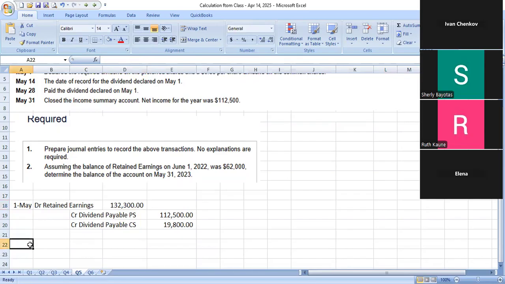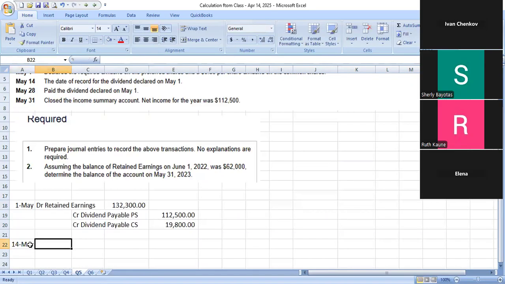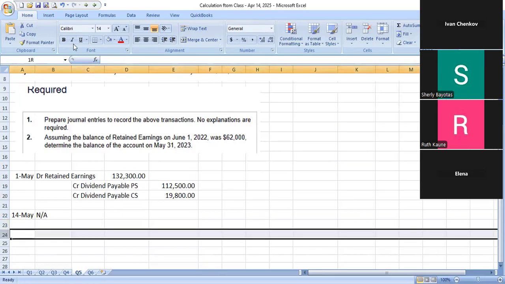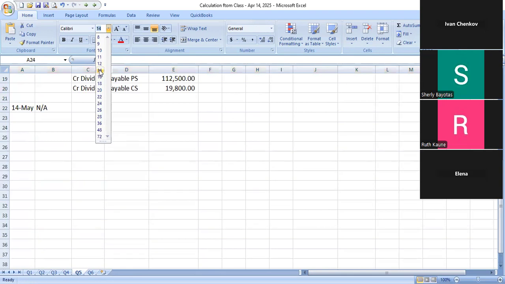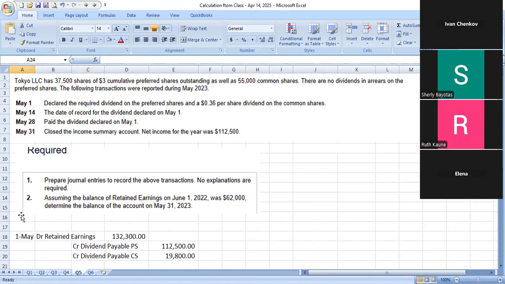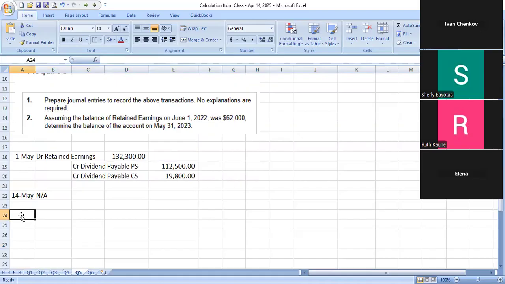Now let's go to the date of record, May 14th. Is there going to be a journal entry on May 14th? No entry. Don't forget to put no entry, otherwise the question is not going to give you the marks. Next one, let's pay the dividend. How much are we going to pay? What are we going to pay first? We're going to pay these payables, right? How are we going to pay the payables? Cash. There's no other way.